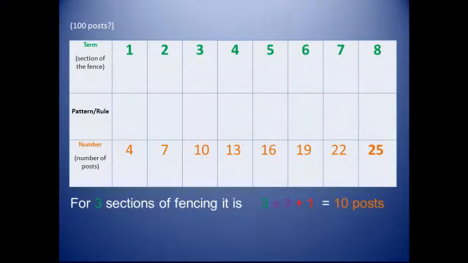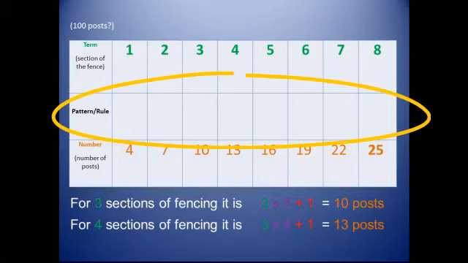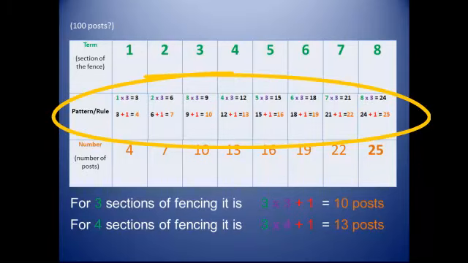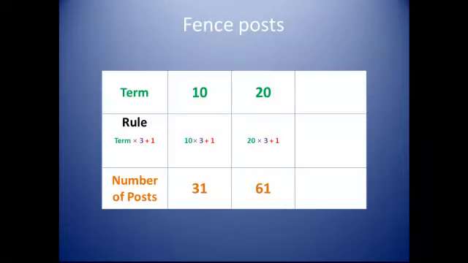For 3 sections of fencing it is 3 times the term plus 1. So 3 times 3 plus 1 equals 10 posts. For 4 sections of fencing it is 3 times the term plus 1. So 3 times 4 plus 1 equals 13 posts. Yes, they were correct. So the rule is 3 times the term plus 1 equals the number of posts. Let's continue the pattern using the 3 times term plus 1 rule, said George.